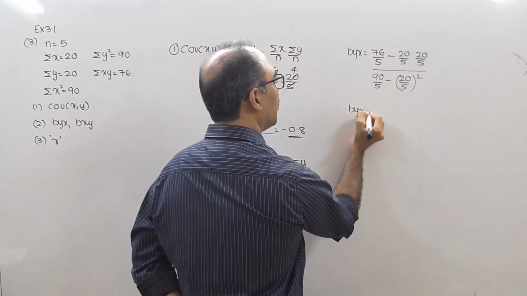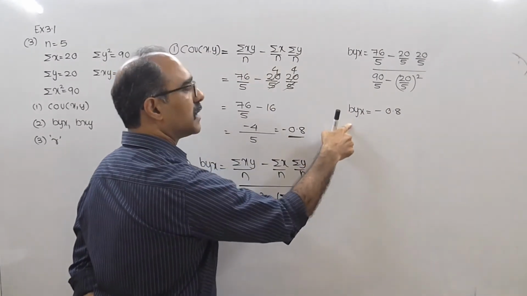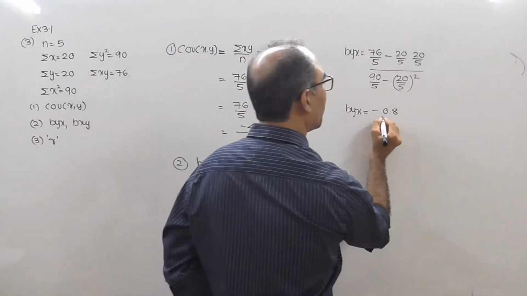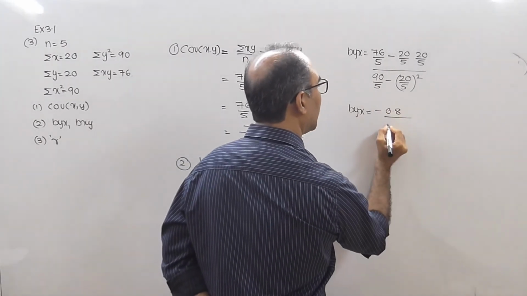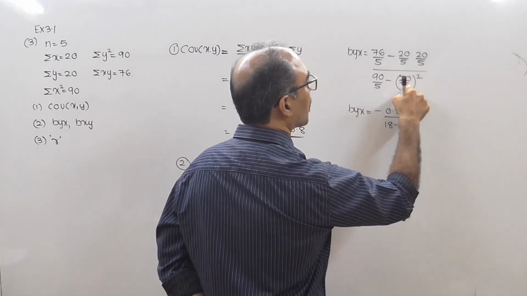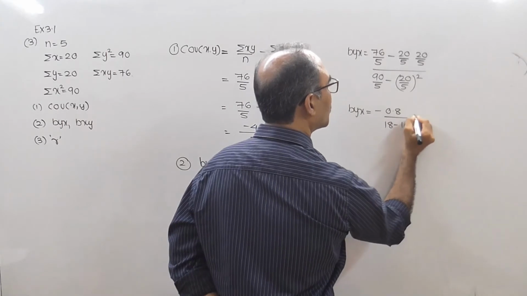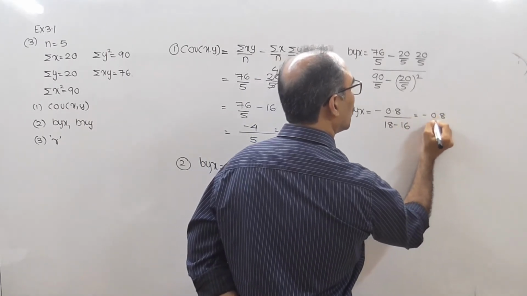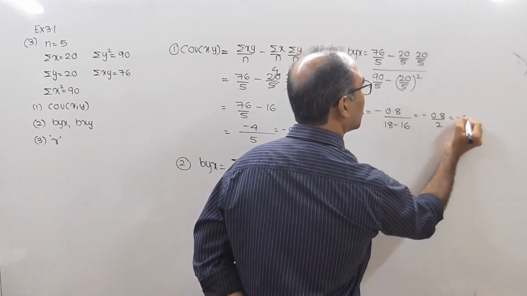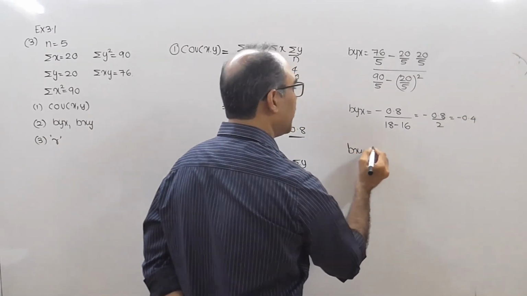So I think we get byx equal to minus 0.8 in the numerator. I think this calculation is here. You can directly get minus 0.8. The whole upon 90 upon 5 is 18, and 20 upon 5 is 4. 4 square will give you 16. So we get minus 0.8 upon 2. I think the answer is negative 0.4. Next we can go for bxy.